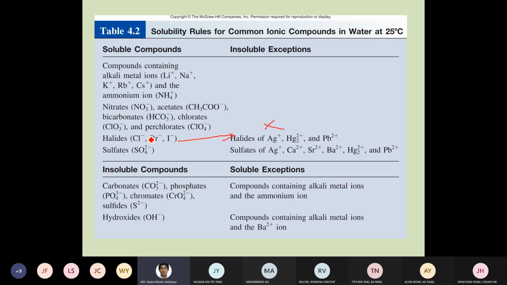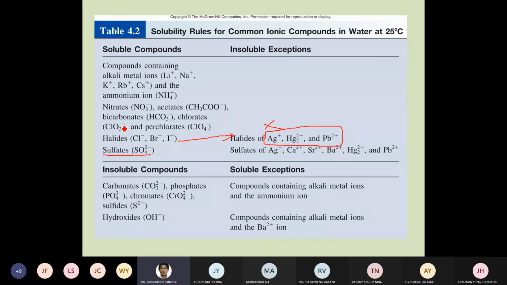If there is a silver chloride, silver bromide, silver iodide, or mercury chloride, mercury iodide, lead chloride, lead iodide, it will not be soluble. It will be precipitated out from the solution. Although all halides will be soluble, it is only these metals whose halides are not soluble.